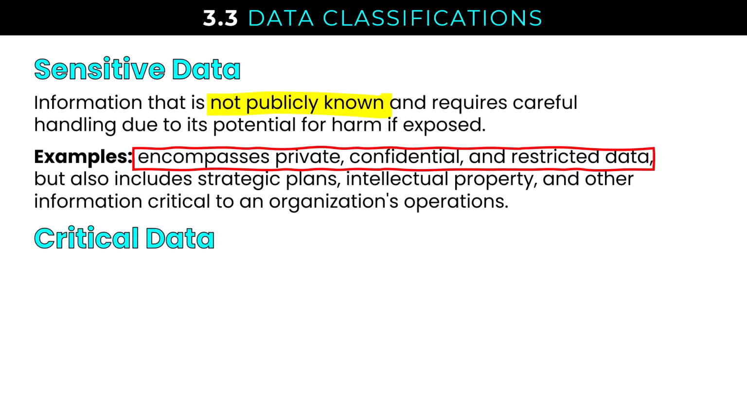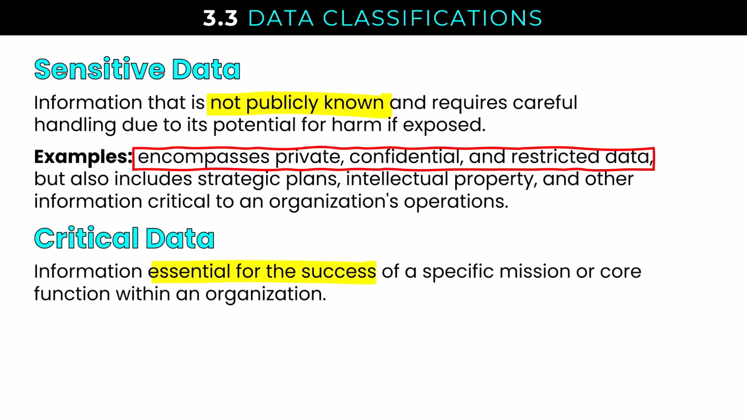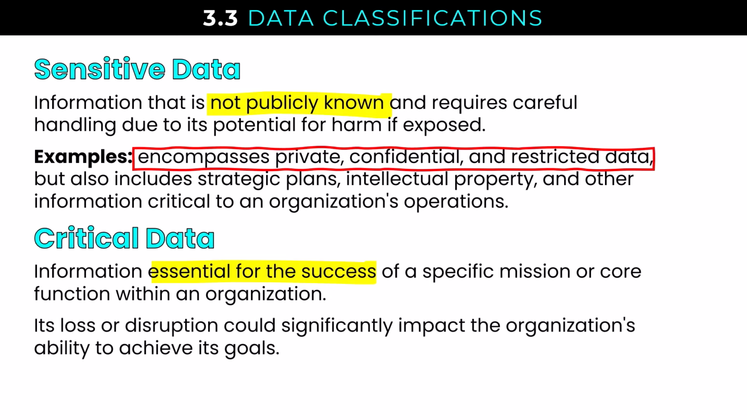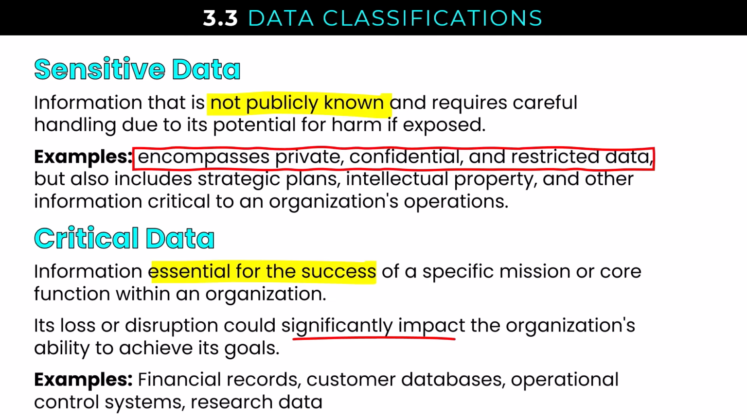Next, we have critical data, information essential for the success of a specific mission or core function within the organization. Loss or disruption could significantly impact the organization's ability to achieve its goals. Examples here would include financial records, customer databases, operational control systems, and research data.